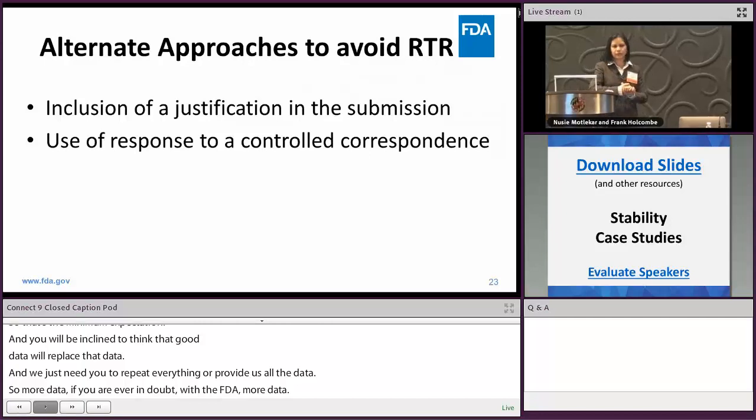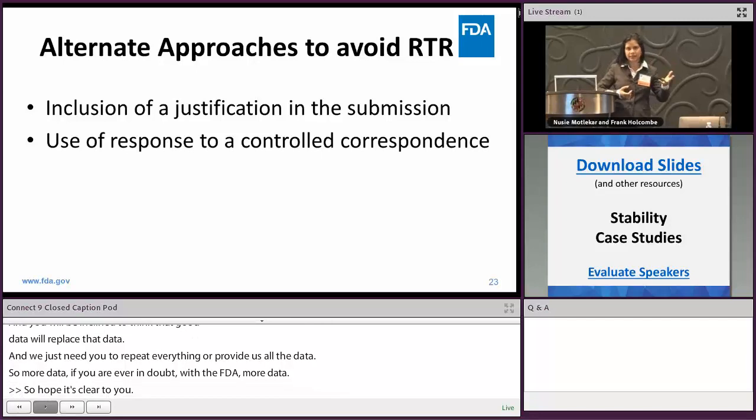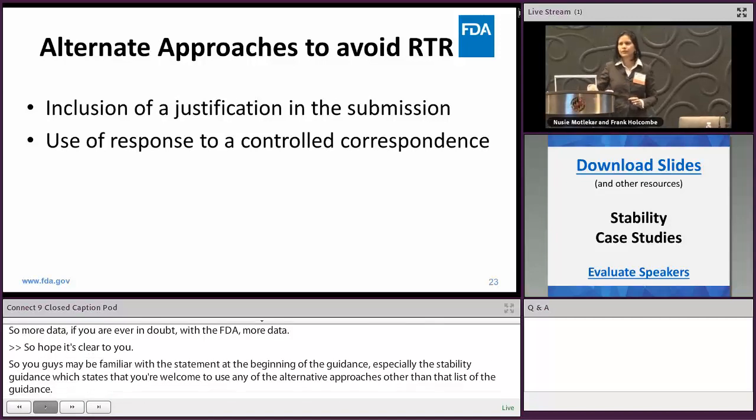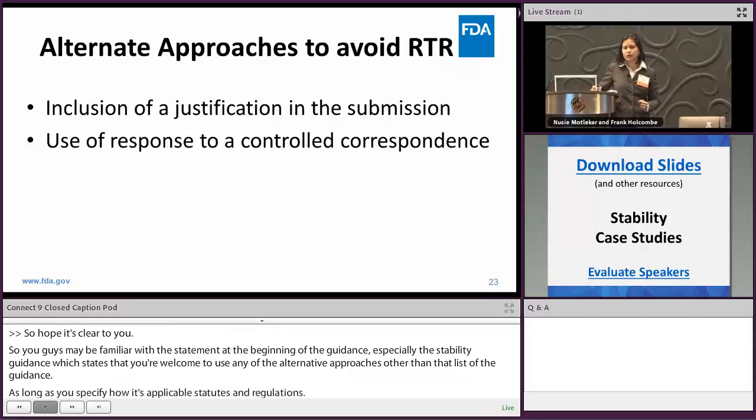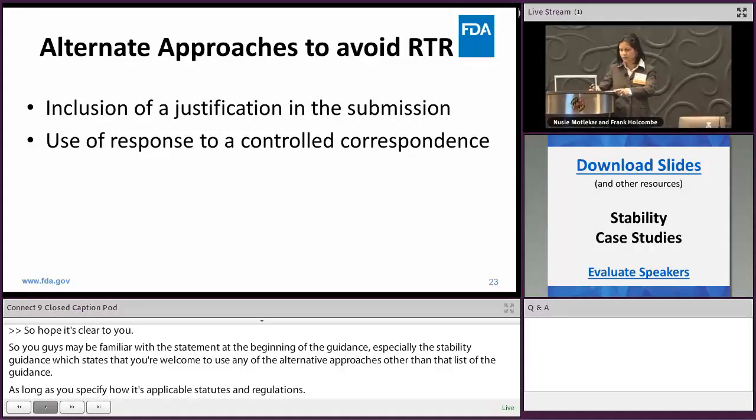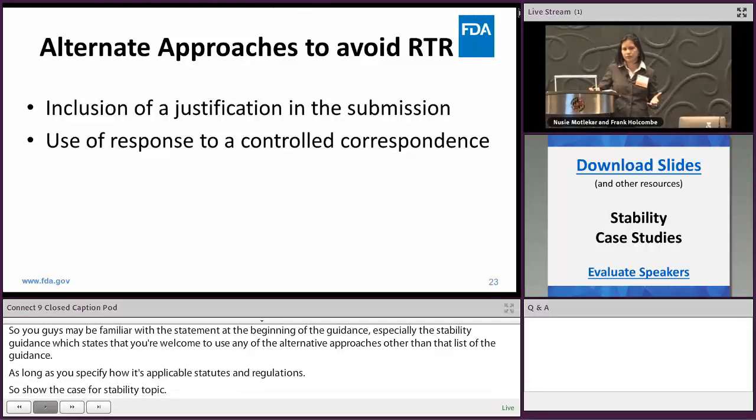You guys may be familiar with the statement at the beginning of any guidance, especially the stability guidance, which states that you're welcome to use any other alternate approaches other than that listed in the guidance, as long as you specify how it meets applicable statutes and regulations. So is the case for a stability topic. One option, if you want us to consider an alternate methodology in support of your application, is to provide a justification. And I'll go over some examples of what that justification might look like.